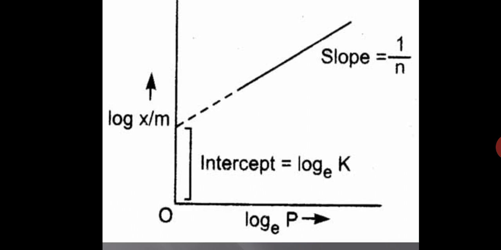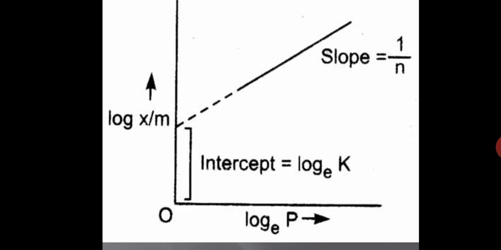So I have represented that in a graph. I have taken log x by m on the y-axis and log P on the x-axis. You can see the intercept is log k and the slope will be 1 by n, because you just equate it to y is equal to mx plus c. Sorry, I'm very sorry: y is your log x by m, x is your log P, and c is your log k.